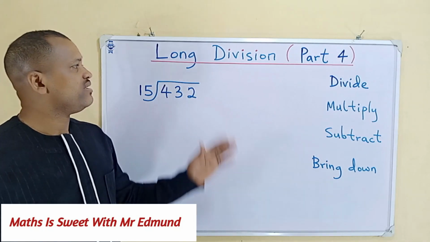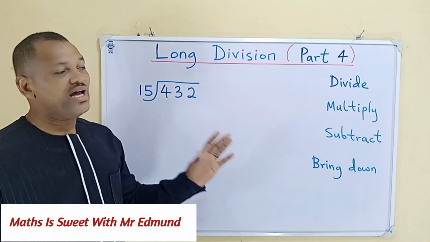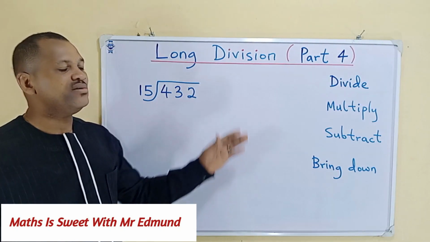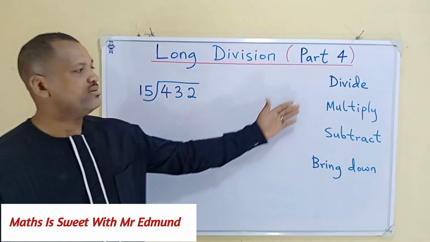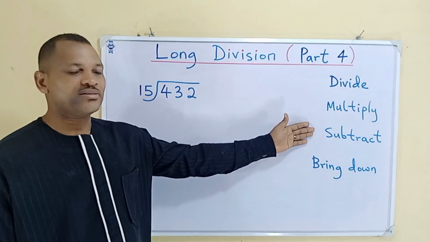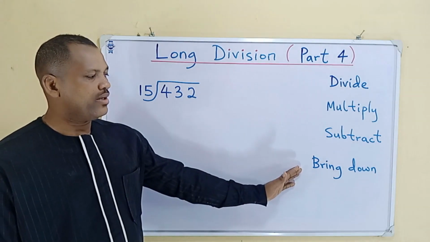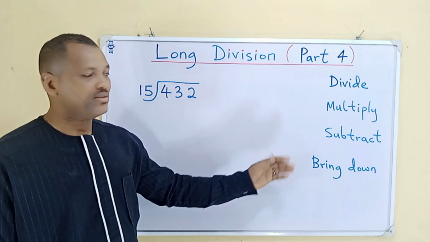Hello, this is long division part 4 and the last part for this topic. Again, the steps to do long division remain: divide, then multiply, then subtract, and bring down. After bringing down, you repeat the same process where necessary.